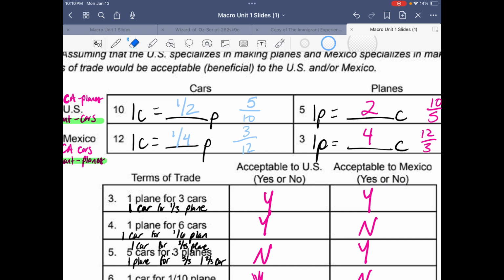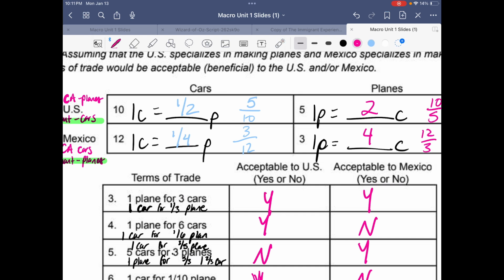Here's what we're going to do. We are going to focus on these comparative advantage numbers, and we're going to decide what both countries would agree to for trading one car. It has to be less than and more than something. So here is what we would do.